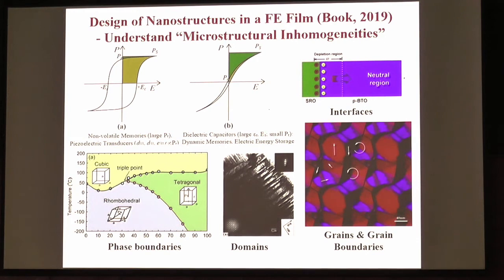So if you think about a ferroelectric film as a homogeneous system, it has a lot of microstructure inhomogeneities, which I would like to call. You have interfaces with the bottom and top electrodes. You have grains and grain boundaries, which separate polarized regions. And you also have domains and phase boundaries. All these inhomogeneities have different ways of engineering, which I basically summarized in a recent book published last year.